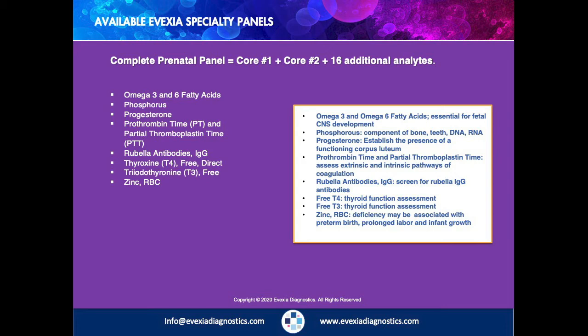Next is phosphorus. And as I talked about earlier, phosphorus is an element that is essential for the components of bone, teeth, and is essential for RNA, DNA, and ATP production.